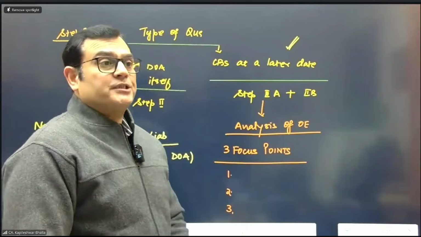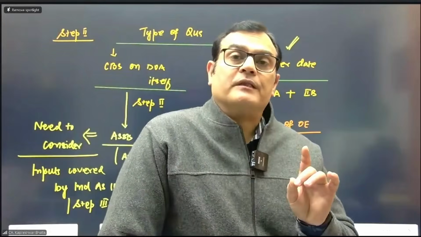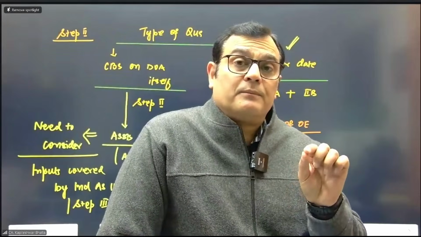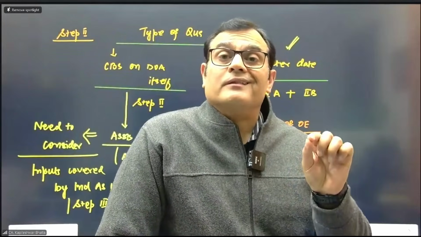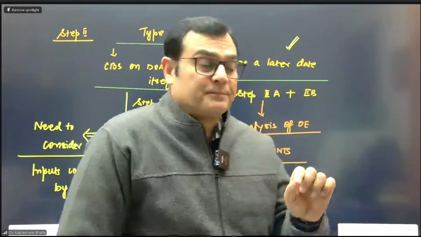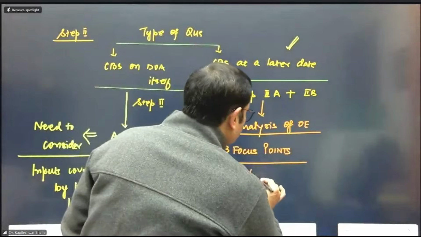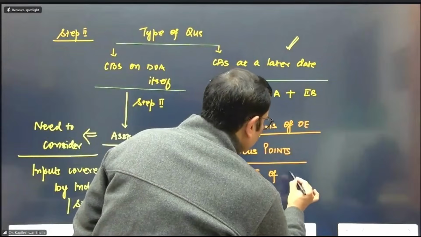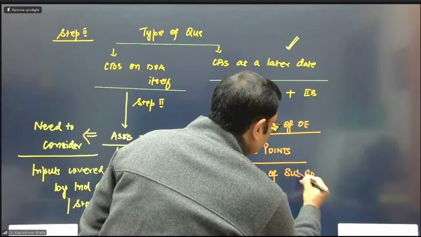Now, the first one is that when you look at the analysis of equity, you are going to pick up the other equity of the subsidiary. The analysis is of the other equity of the subsidiary. So first of all, you're going to pick up the other equity of the subsidiary company.